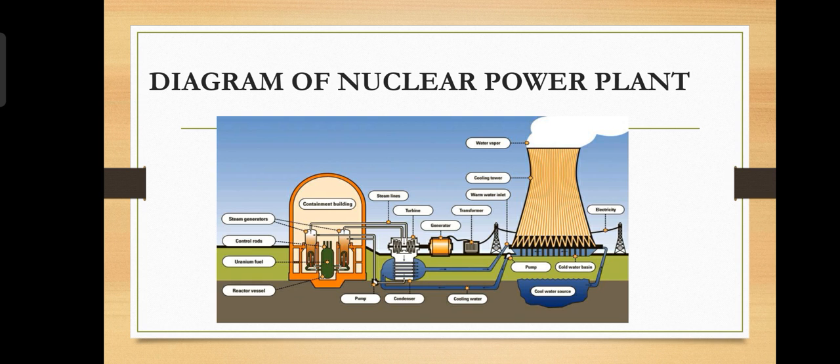This is a diagram of a nuclear power plant in which various components are used: steam generator, control rods, uranium fuel, reactor vessel, steam turbine, generator, transformers, etc.